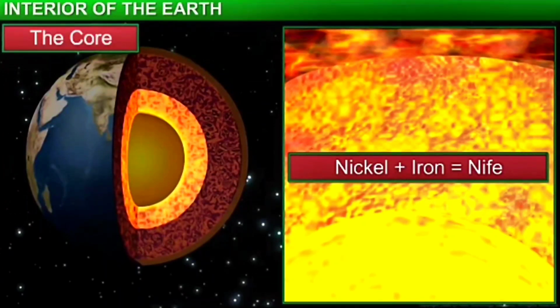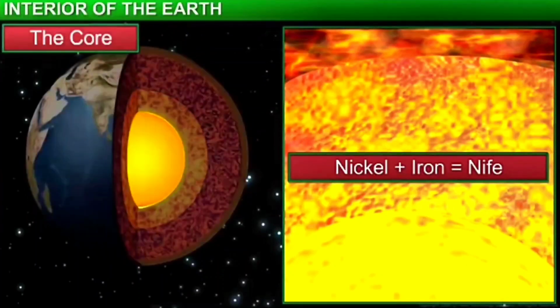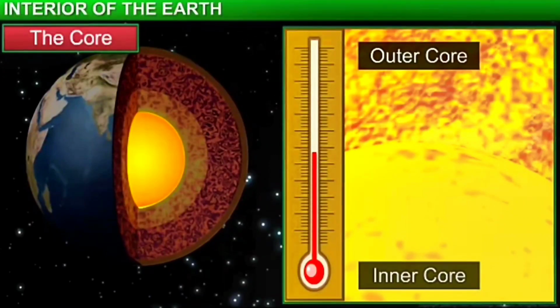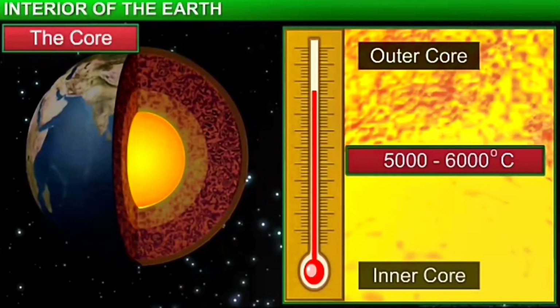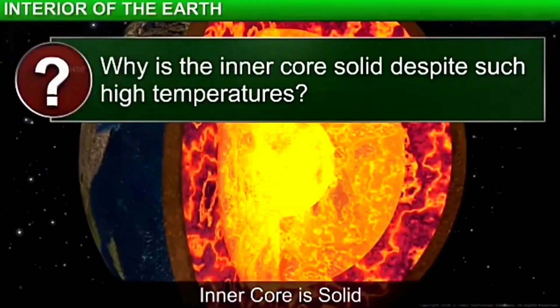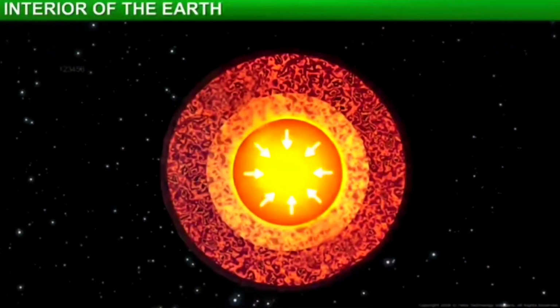Considering how high the temperatures in the outer core are, can you guess what the conditions in the inner core would be like? It would be even hotter. The temperature of the inner core ranges from 5000 degrees Celsius to 6000 degrees Celsius. You may be wondering why the inner core is solid despite such high temperatures. The pressure in the inner core is so high that the material gets solidified.